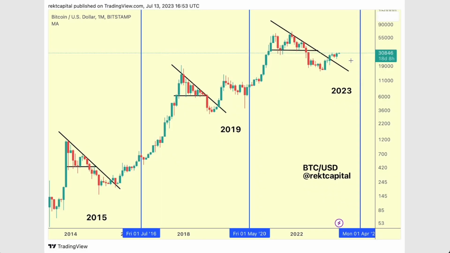So that's about it for the Bitcoin three macro triangle theory.